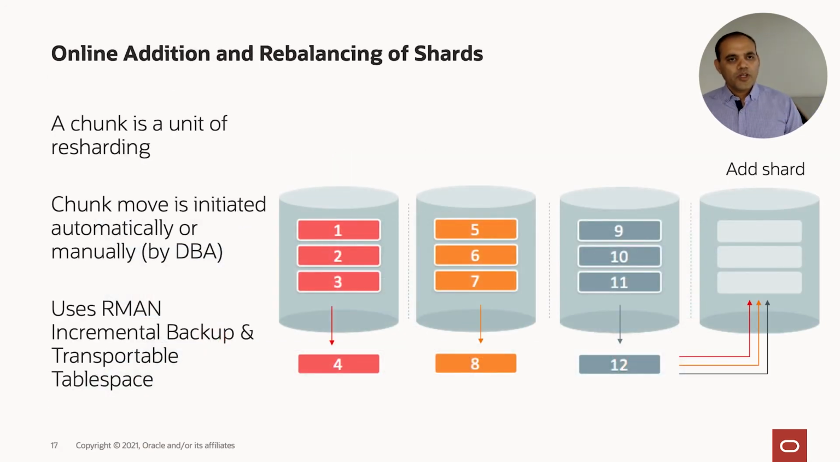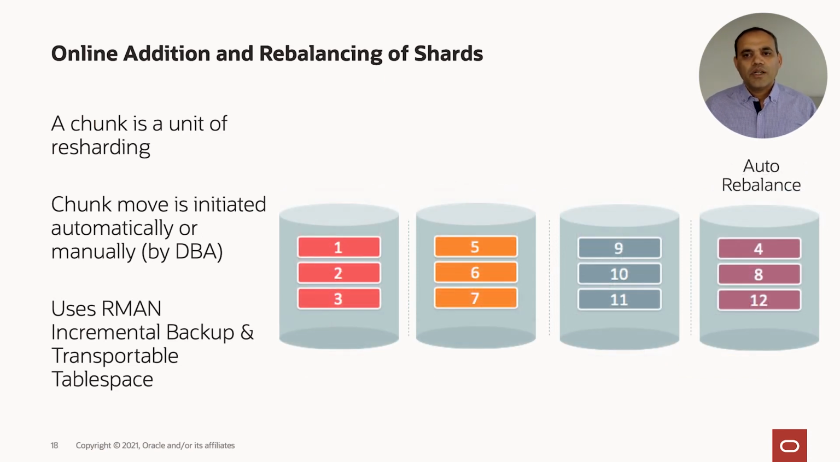Now, as I said before, we also provide elasticity, which means we can add shards and remove shards completely. This is a complete online operation without incurring any downtime. Now, the unit of resharding is the chunk. In this example, what I'm showing is that we can add a new shard and the system can automatically rebalance our data. So chunks number 4, 8, and 12 could be moved automatically to, say, shard number 4, which is the newly added shard.